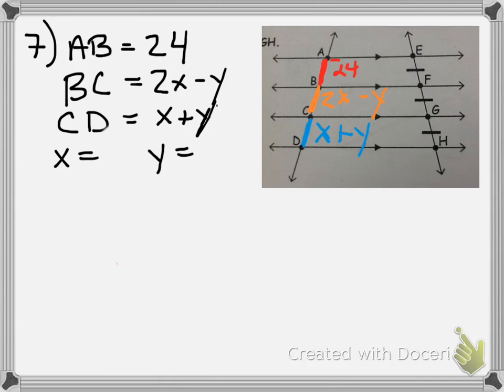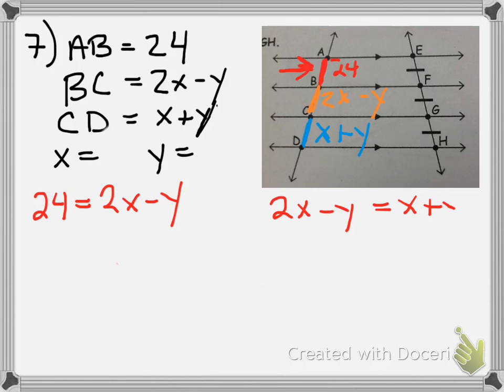Now we have an x and a y, so that means we're going to have to set up a system. So let's start off with, if this is 24 right here, we can set that equal to 2x minus y. So 24 is equal to 2x minus y. And then we can also write 2x minus y is equal to x plus y. The first one, I set these two equal to each other, and on the second equation I set these two equal to each other.